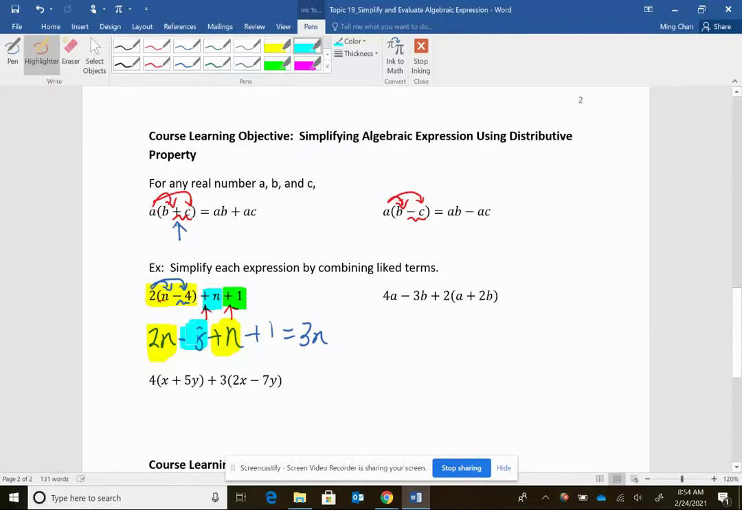Combine like terms. Negative 8 plus 1. Terms with different signs, we will subtract. So what should I get? Negative 7, right? Because my 8 is more negative.